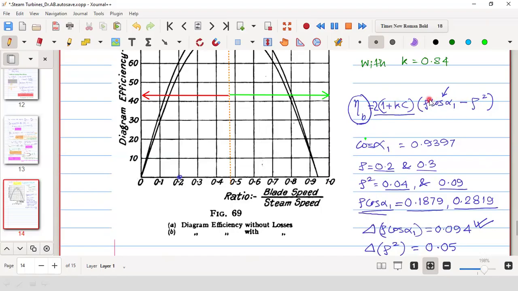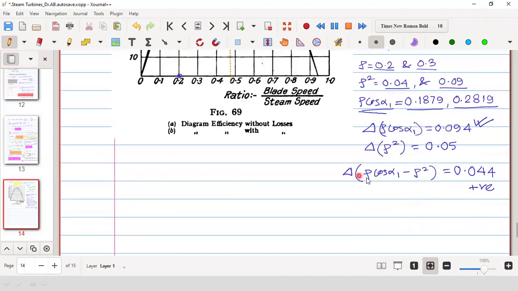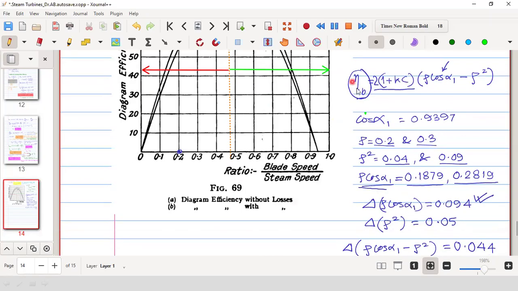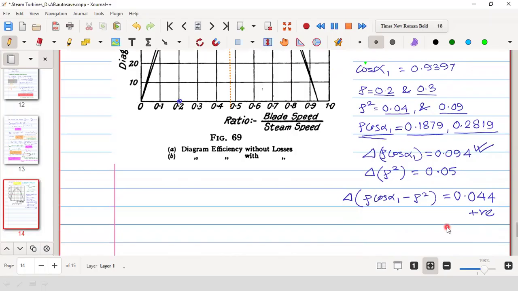The change is basically the change of this quantity. I am just looking at 0.2 and 0.3 of the speed ratio and trying to see what happens to the blade efficiency from 0.2 to 0.3, whether it will increase or decrease. We see that the change of blade efficiency is due to this one, and this is positive, therefore blade efficiency will increase, isn't it?